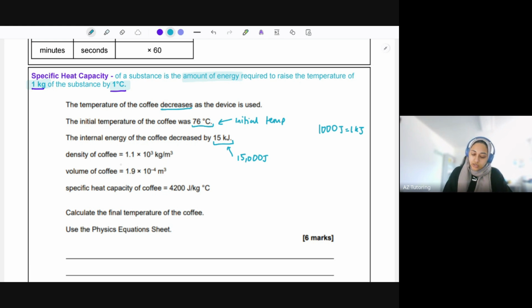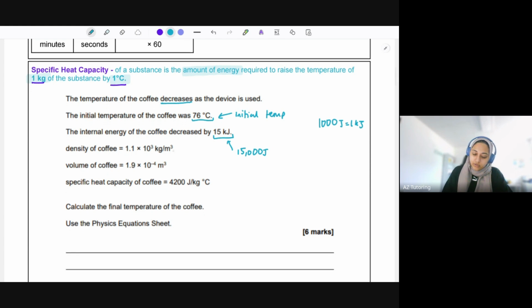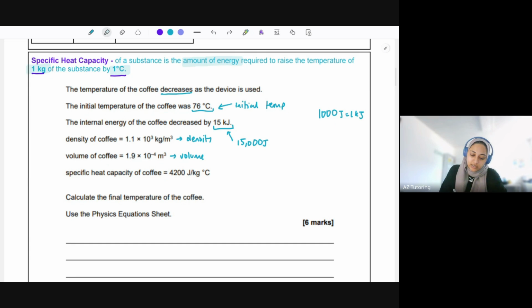We've got the density of coffee. Okay, so we've got density. We've got volume of coffee. So the units are okay. So just keep an eye out. Remember, density is mass divided by volume. So you can tell it's mass divided by volume because it's kg per meters cubed. That meters cubed is exactly the same as the volume here, which is fine. That's what you need to be looking out for. They have to be the same. And then we've also got the specific heat capacity as well.